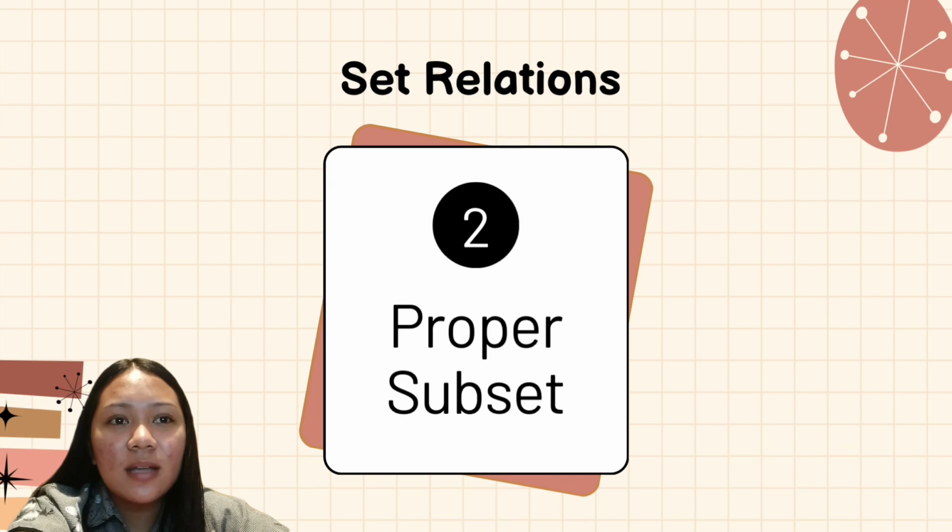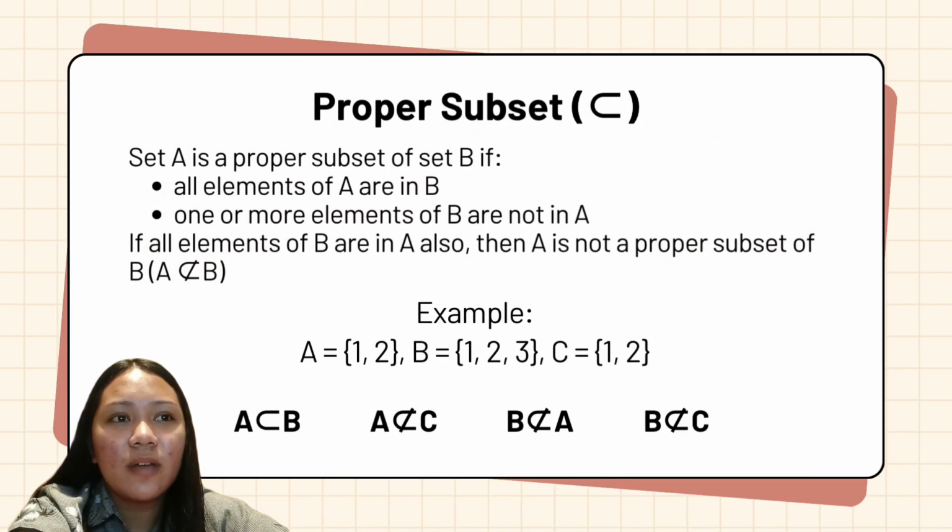A proper subset is a set where every element of A is also an element of B. Think of a proper subset as a smaller part of something, in which it is a subset but not equal to the larger set. For instance, let set A = {1, 2}, set B = {1, 2, 3}, and set C = {1, 2}, where A is a proper subset of B but A is not a proper subset of C.